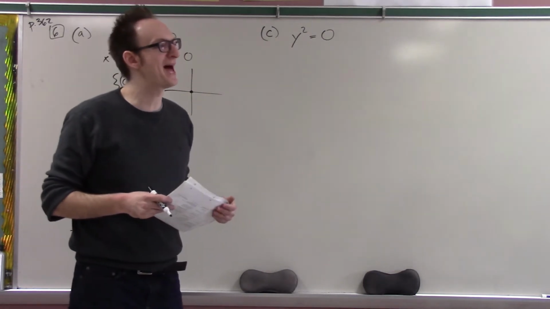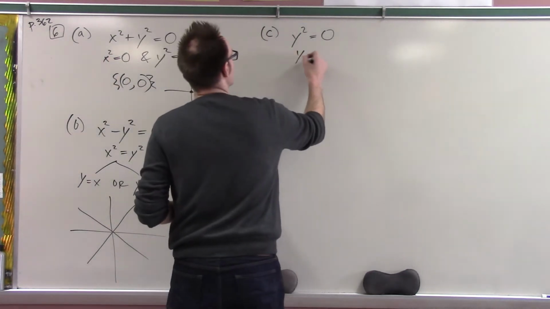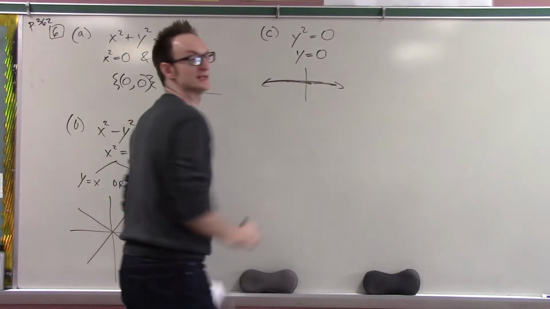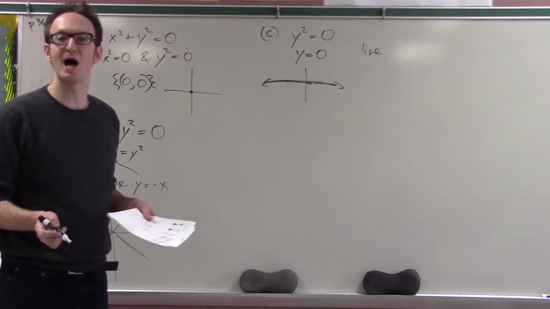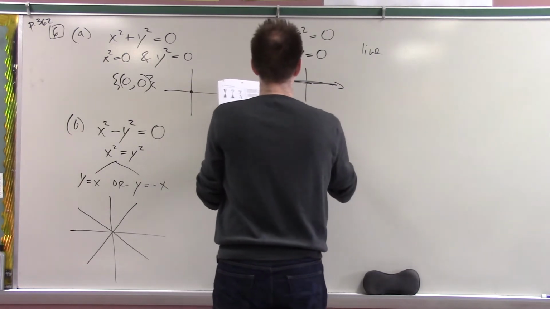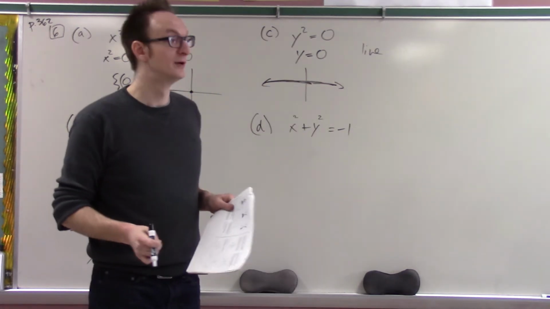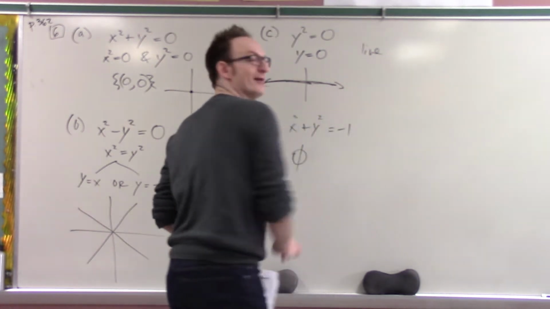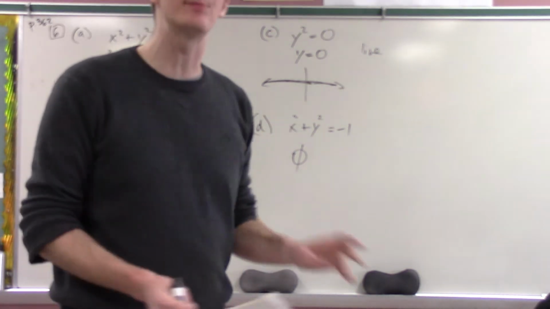Y squared equals 0. What's that? The only way for this to be true is if y equals 0, so that's just y equals 0. So this is just a line. So this is a degenerate parabola, yeah? Okay, good. And how about part D? This one's kind of interesting. X squared plus y squared equals negative 1. Trick question, it can't happen. Positive plus positive can't equal a negative. Good, can't say it better myself. Yeah, no solutions, impossible. Which is actually saying something kind of interesting.